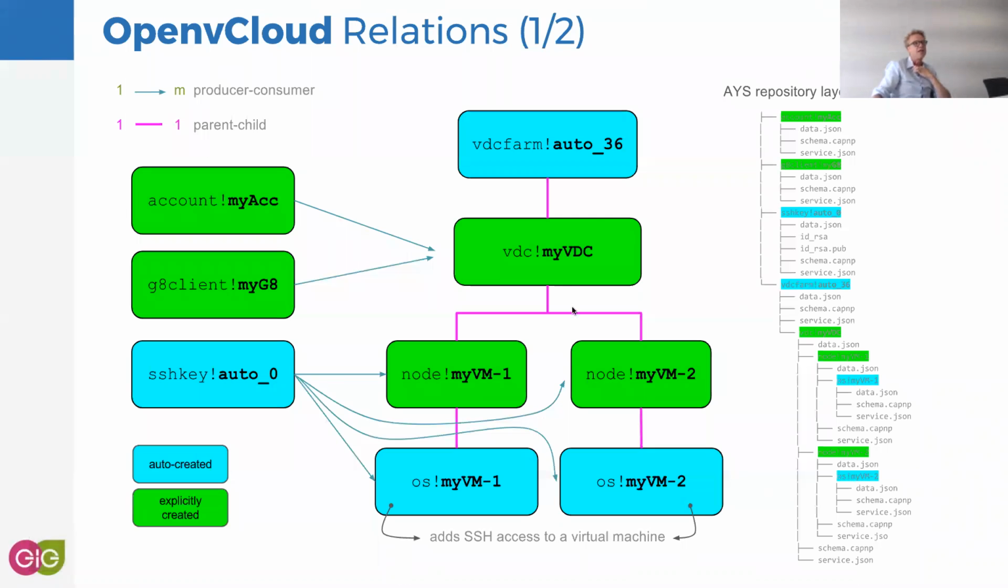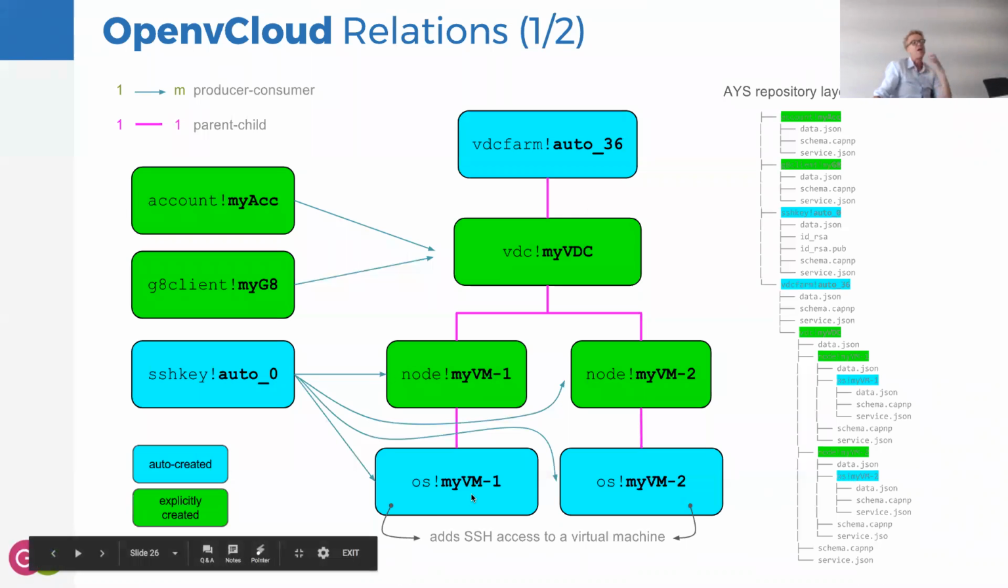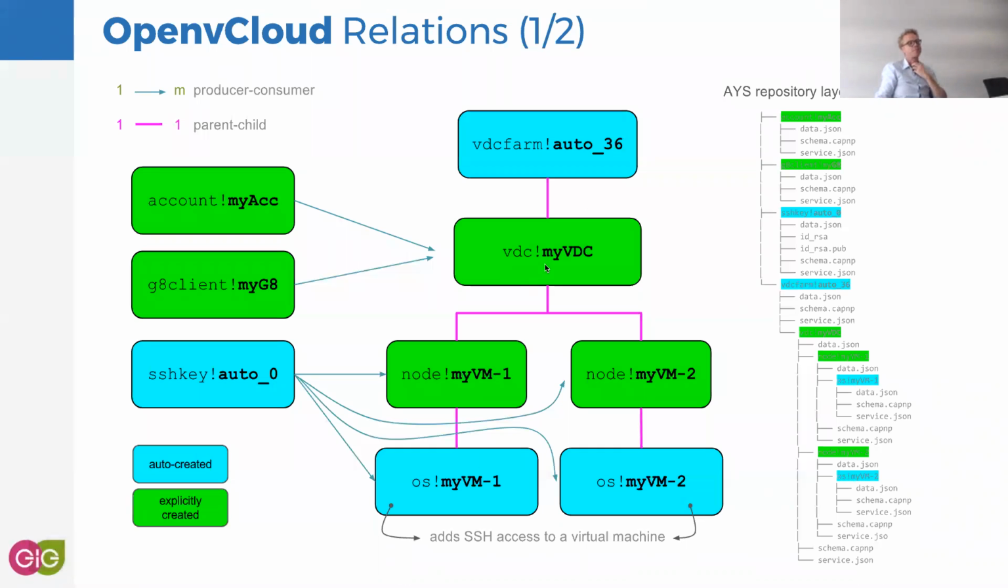What I mean is that the VDC is a producer to the VM, and the VM is a producer to the SSH. Clearly, you cannot create an SSH service if you don't have a VM. You cannot create a VM if you don't have a VDC. That's the logic.